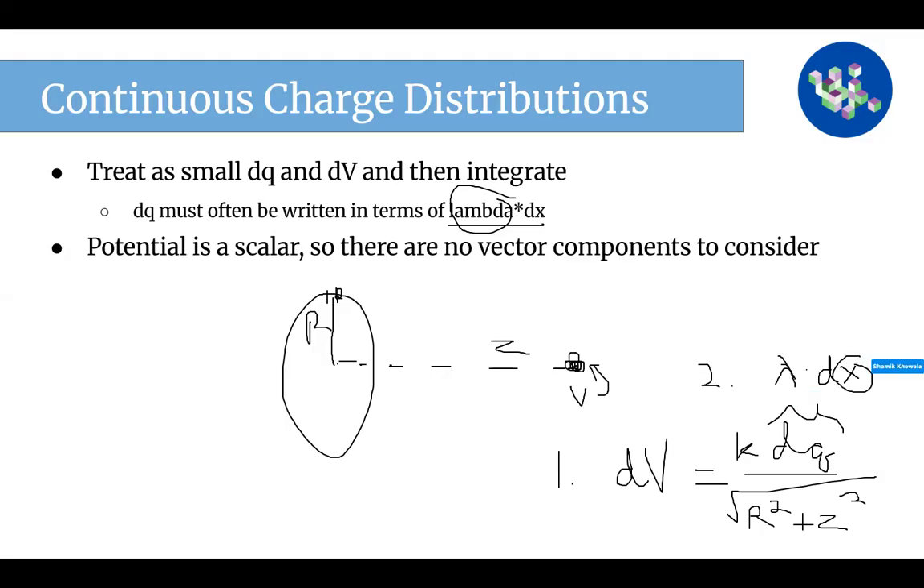Again, x is like R in this case. An important thing is that there are no vector components. While electric field has vector components, so stuff will cancel out, here potential is a scalar, so it's just additive. So it's simpler in a way. Okay, next slide.